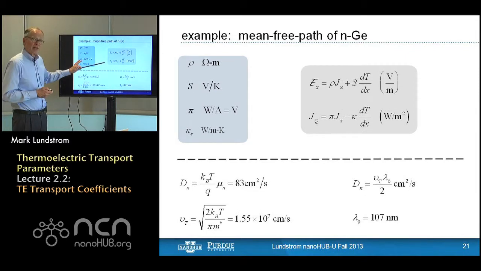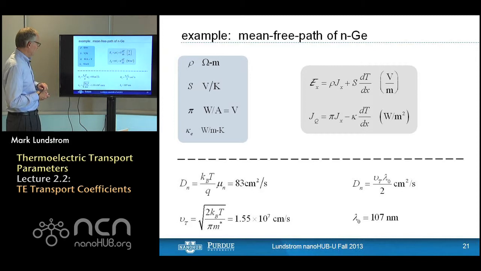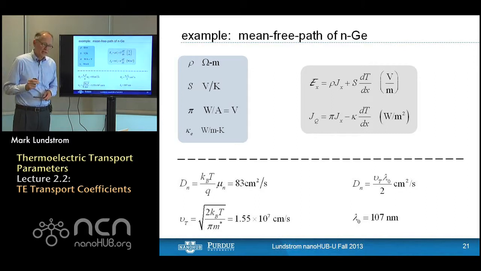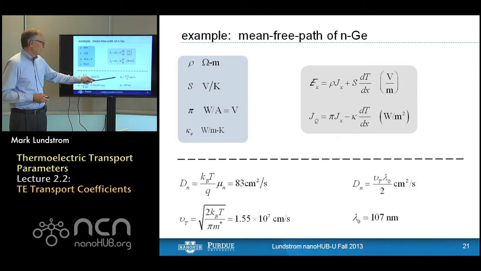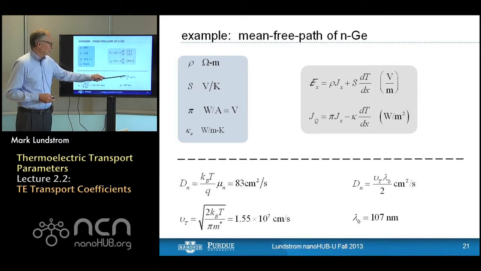Now, if you're curious about what the mean free path is in a typical semiconductor, we can easily estimate that this way. The diffusion coefficient we get from the mobility. By the Einstein relation, it's just kT over q times the mobility. We know the mobility, so we can deduce the diffusion coefficient as 83 centimeters squared per second. We can deduce the thermal velocity because it's related to the conductivity effective mass. It's about 1.55 times 10 to the 7th centimeters per second. The diffusion coefficient is simply related to the thermal velocity times the mean free path divided by 2.